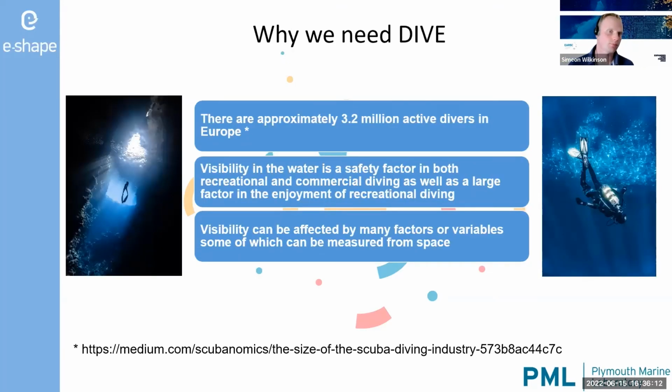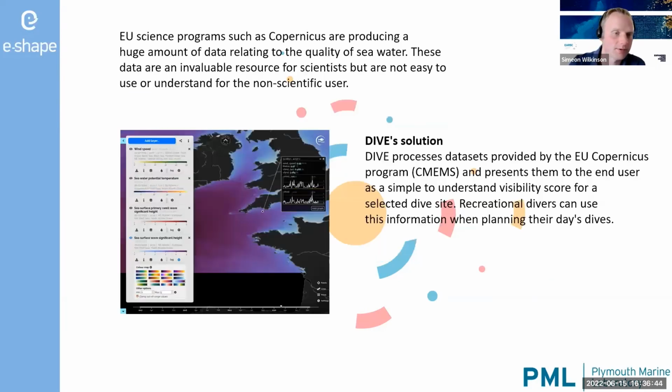So a little fact there from Medium is that there are approximately 3.2 million active divers in Europe at the moment. That's probably decreased during the time of COVID, I imagine. So visibility in the water is a safety factor in both recreational and commercial diving, as well as a large factor in the enjoyment of recreational diving itself. Visibility can be affected by many factors or variables, some of which we can actually measure from space using EO data. Next slide, please.